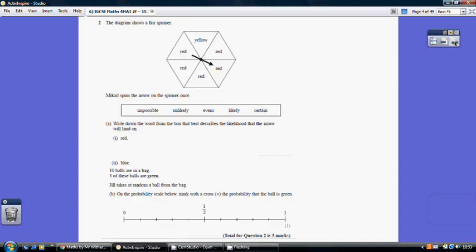Question 2. So part A, how can we best describe the chances of landing on a red? Well, the reds are 5 out of 6. So when you spin this, the likelihood of landing on a red is pretty high. So that's likely. Now part 2, chances of landing on a blue. Well, that's impossible. There aren't any blues, so impossible.